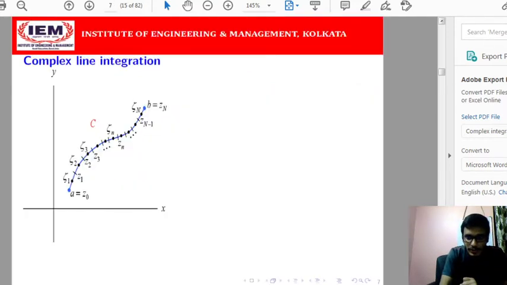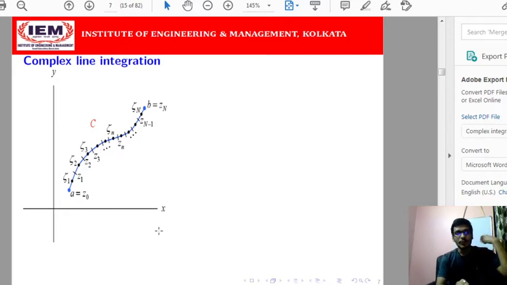Today I am going to discuss what is the line integration. You have already studied the line integration in multivariable calculus. Similar things will apply here while we discuss the complex line integration. Complex line integration means we are going to integrate some function of the complex variable z. That means we are going to integrate some f(z).